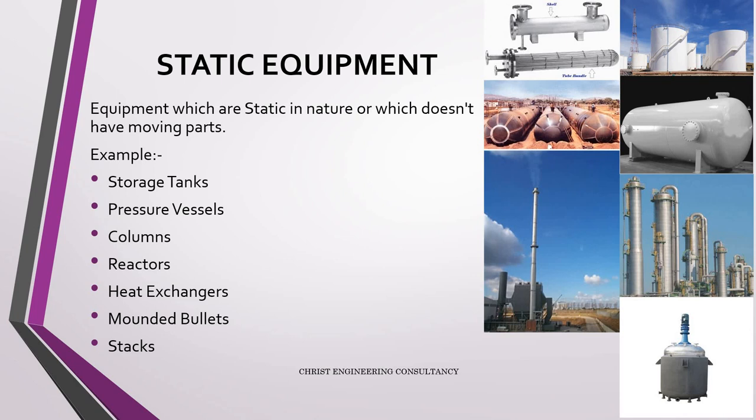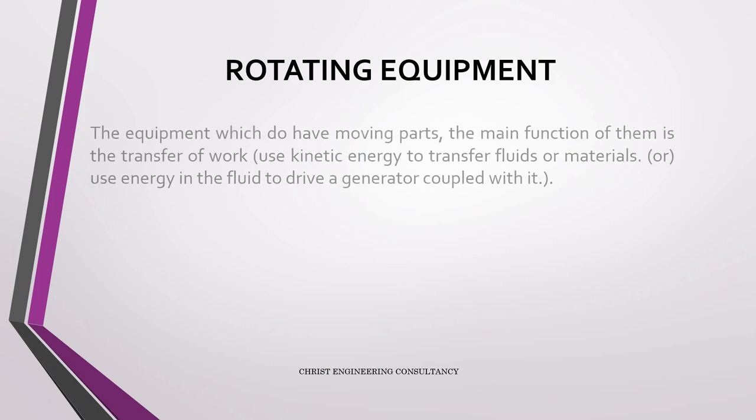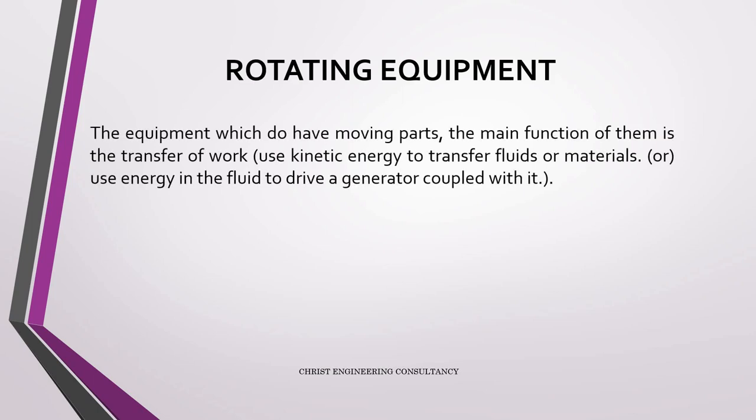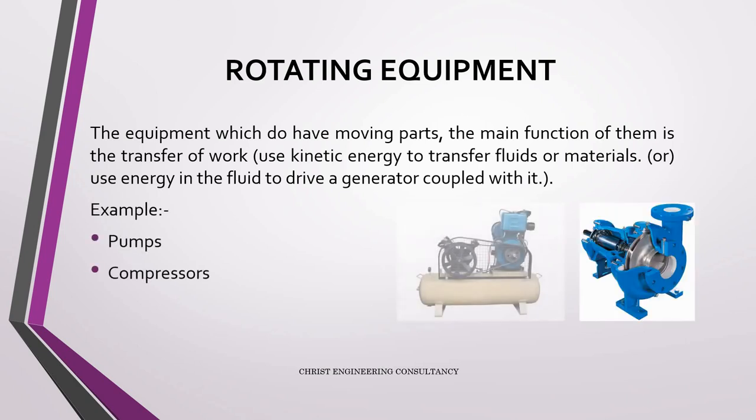Rotating equipment. These are the equipment which do have moving parts. Its main function is to transfer work, like using kinetic energy to transfer fluids or material like in pumps, or using the energy in the fluid to drive the generator coupled with it like in turbines. Examples, pumps, compressors to compress gas, and turbines.